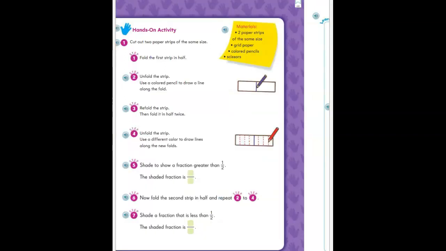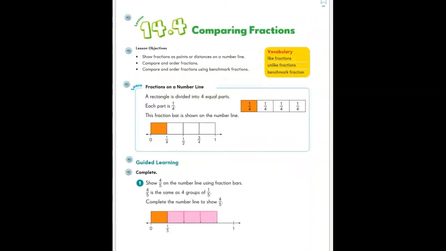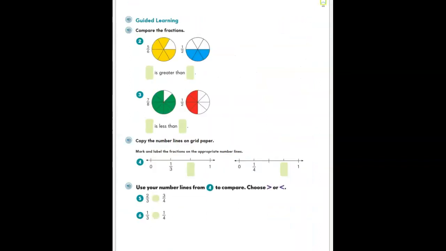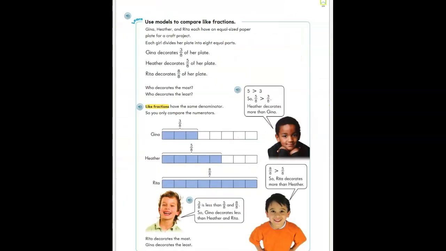Just to recap, in our last lesson we were looking at comparing fractions on a number line and using a bar model. We were able to fill in this number line down here. And then we were looking at different fractions using, remember, the pie, and on the number line we could see which fractions were bigger or smaller. And then we did the same thing on this page. Today we're going to be talking about like fractions.